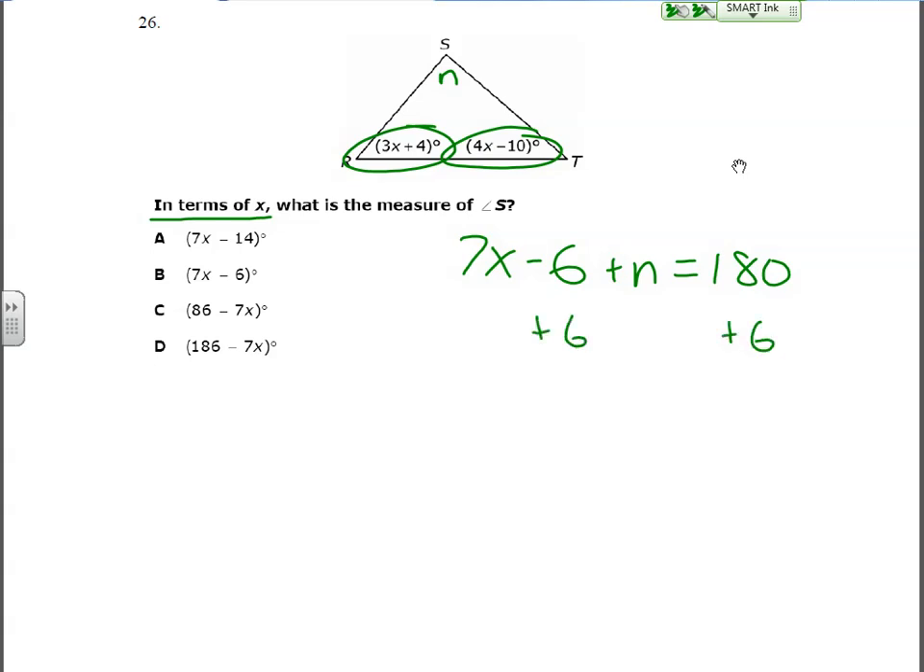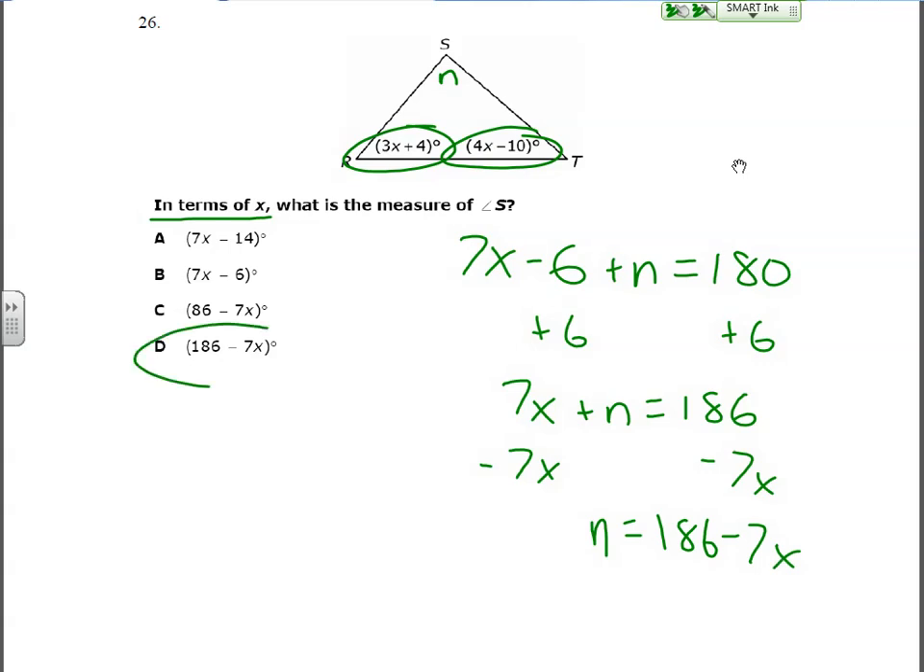Add 6. Okay, so we have 7x plus N equals 186. And then subtract 7x from both sides. And we get that third angle, whatever it is, equal to 186 minus 7x. Okay, which is the answer for letter D. So then once we figure out what x is, we get more information, and then we can plug that in to solve for N. Okay? Questions on that one now? Good? Okay.